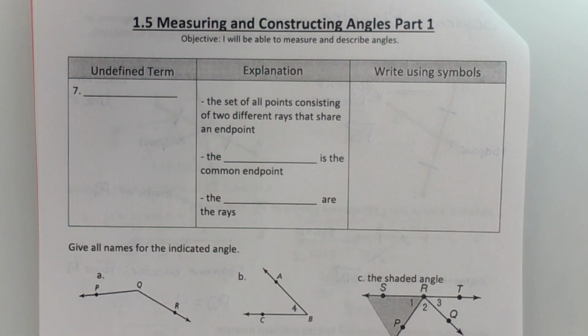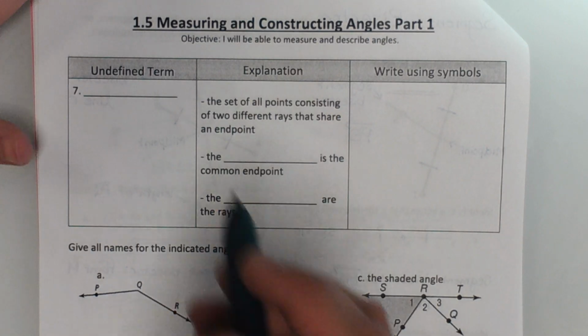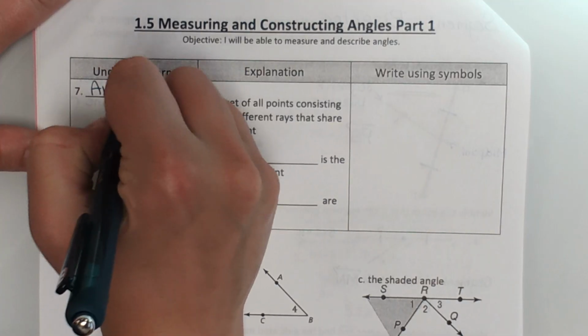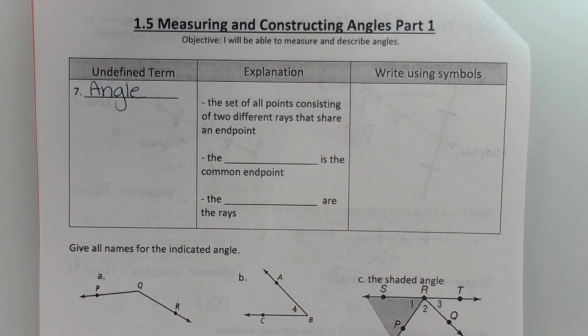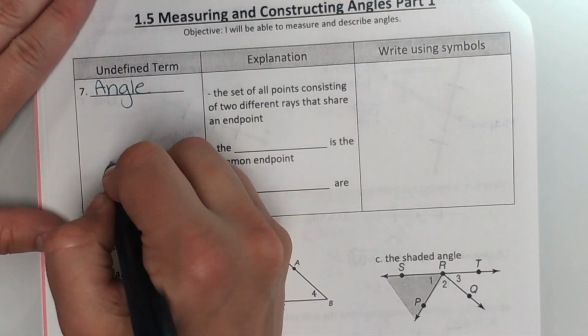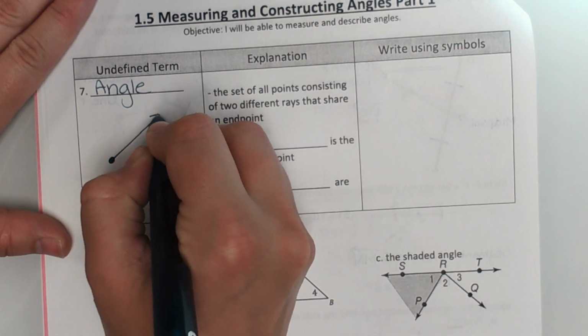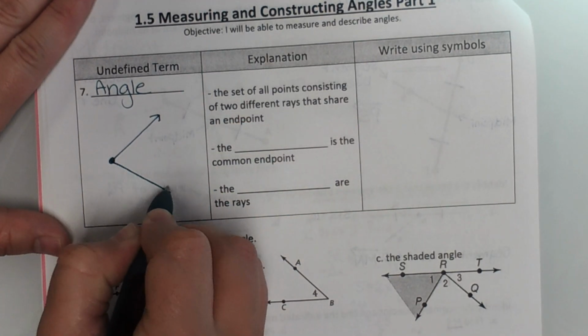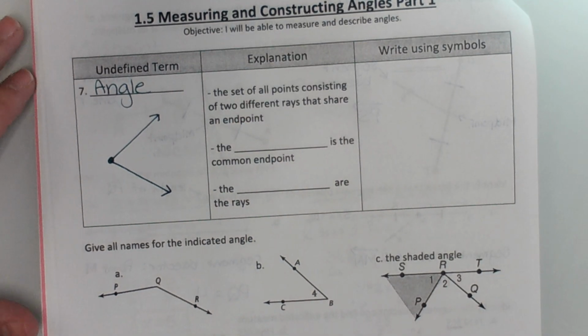Okay, so today we are introducing another undefined term to our list of things that we talk about. So far, for our undefined terms, we have points, lines, planes, and then we had segments and rays. Today we are adding our last undefined term, which is an angle. So, angles are made up of two rays coming off of the same endpoint.